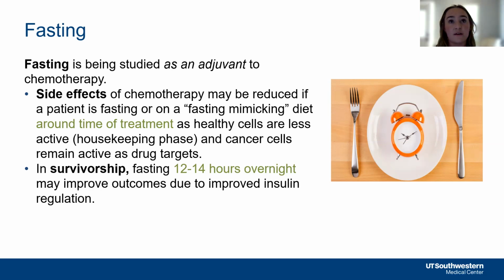We have the 2-day fasting, with 5 days out of the week being regular consumption of calories and 2 days of fasting. There's also overnight fasting, so about 12 to 14 hours overnight. And then there are also fasting mimicking diets, where you're not doing more prolonged periods of fasting, but you are reducing total caloric intake to about 20 to 40% of usual intake of calories. One thing we do know is in survivorship, fasting for 12 to 14 hours overnight may actually improve outcomes because it can reduce the insulin in the body, which we know is good for us. So that's some exciting research that's been coming out.